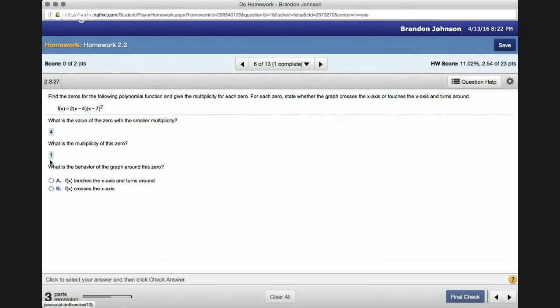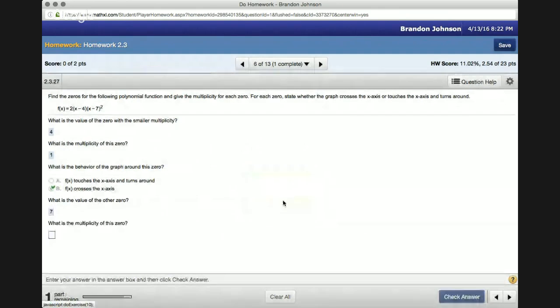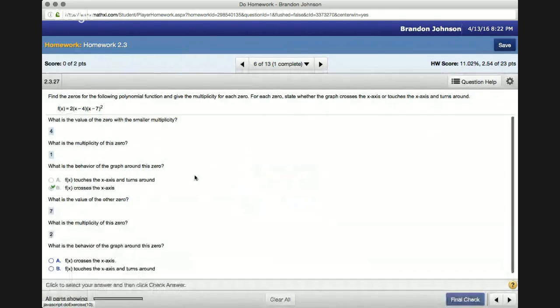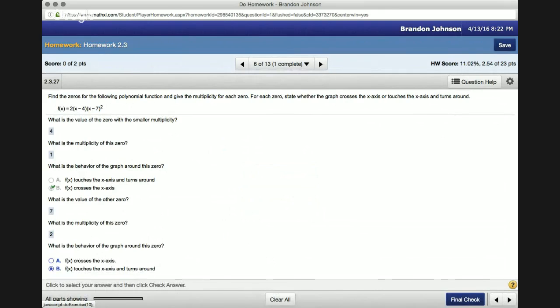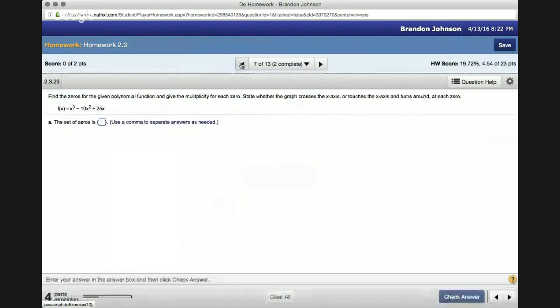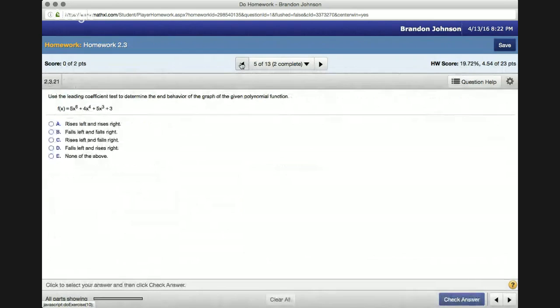remember the odd multiplicity means it crosses the x-axis. Odd multiplicity means it crosses the x-axis. The other 0 would be 7. Okay, perfect. And multiplicity of that would be 2. We got that. Okay. And when it is an even multiplicity, remember it touches and returns. Okay, touches and turns around. Just a heads up there, touches and turns around on that. Okay, we'll come back to that one in a second. Want to make sure I hit on all of these ones here. I know that I went through there.